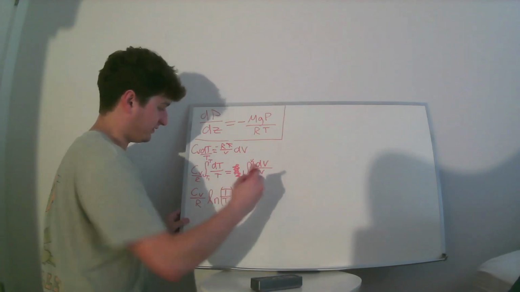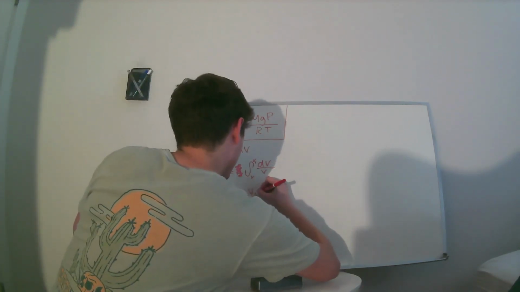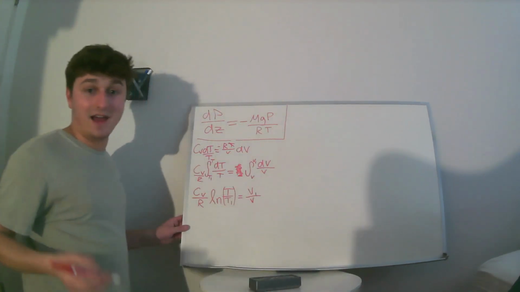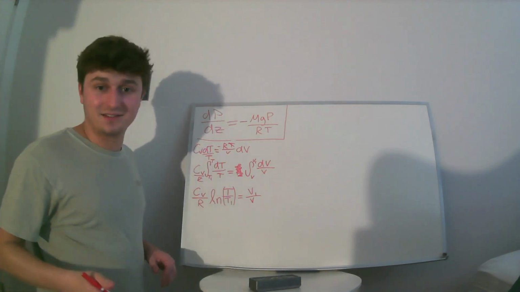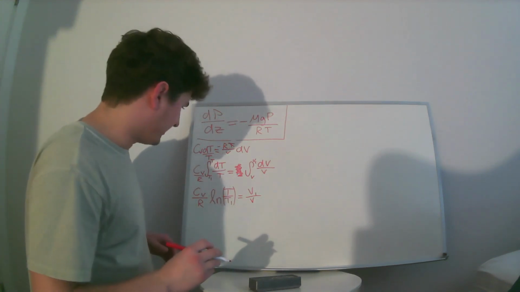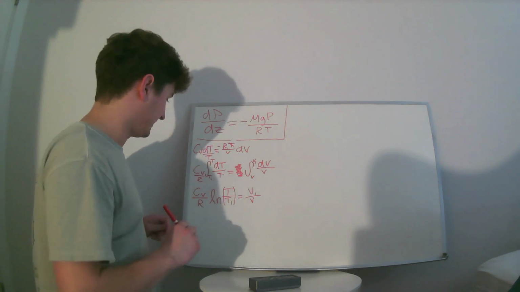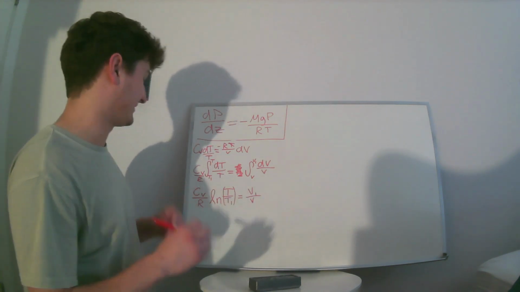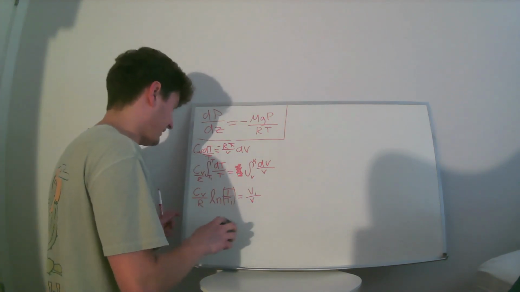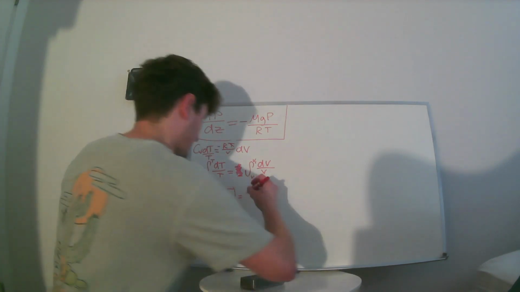is going to equal V1 over V. Now we're getting somewhere. Okay, this is looking pretty good. I believe this is correct. Yes, this is correct. I did leave out the natural log, sorry.